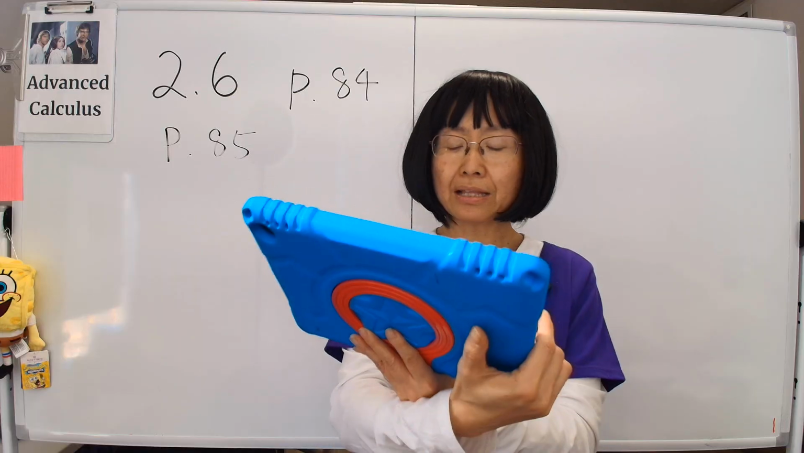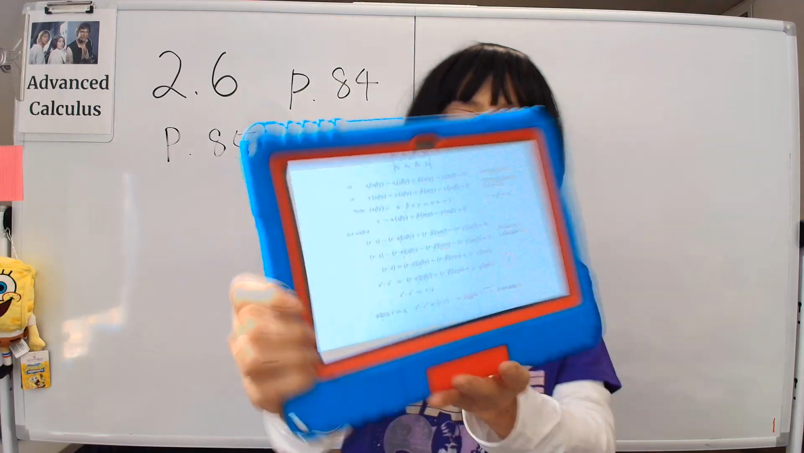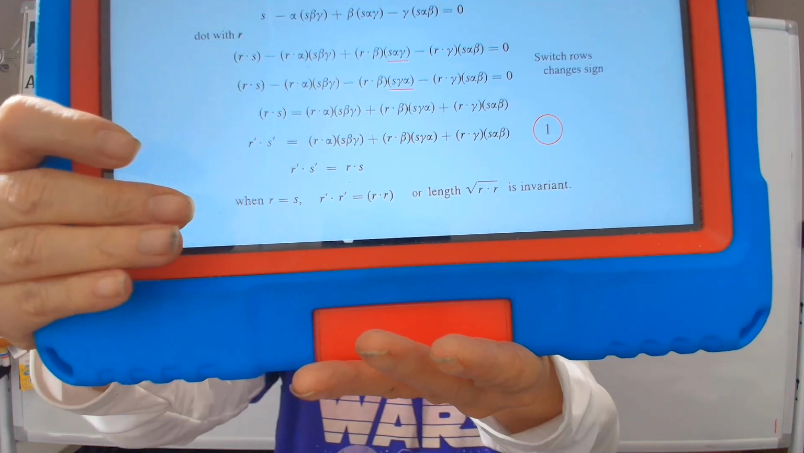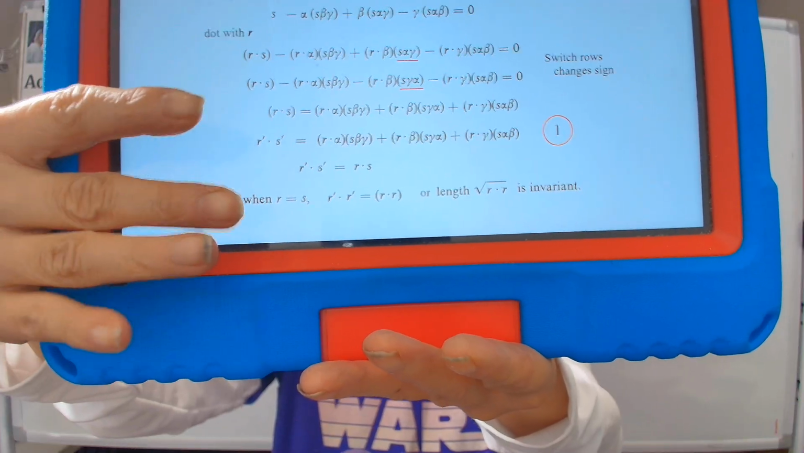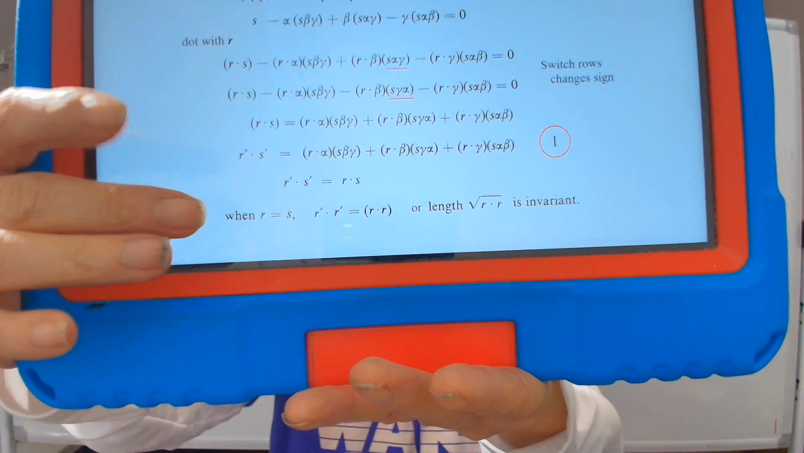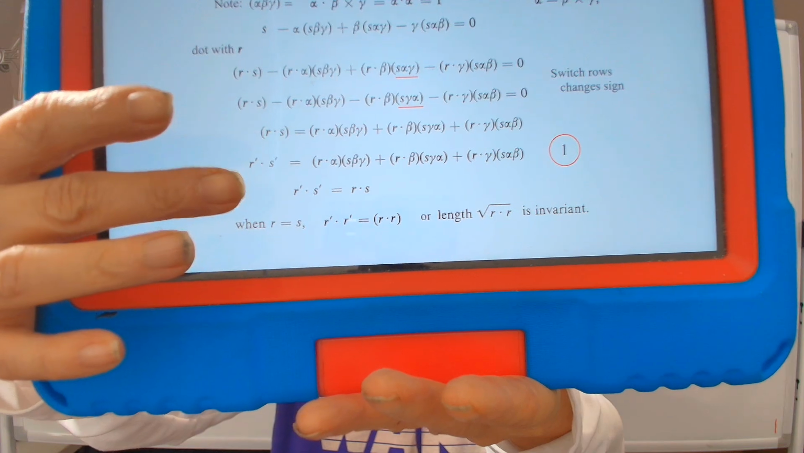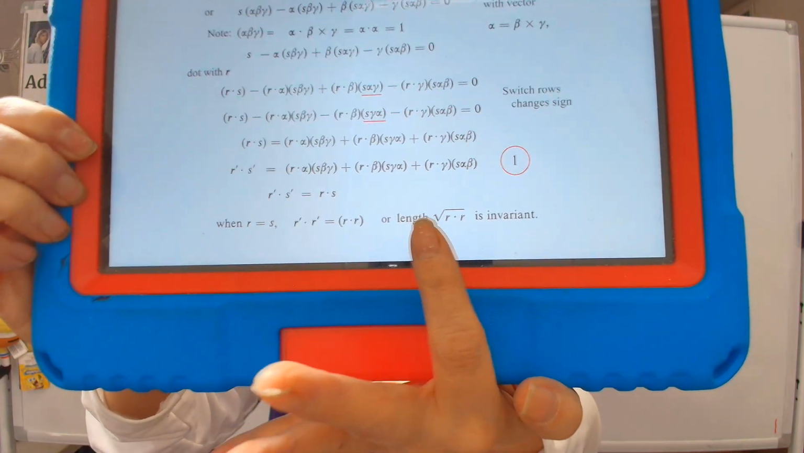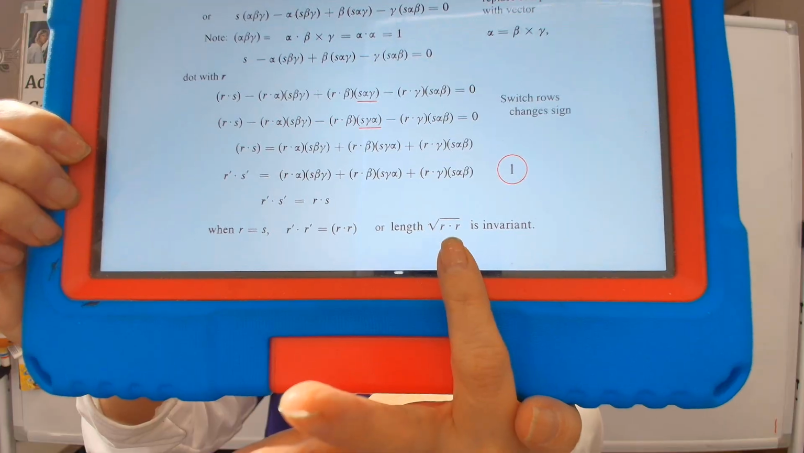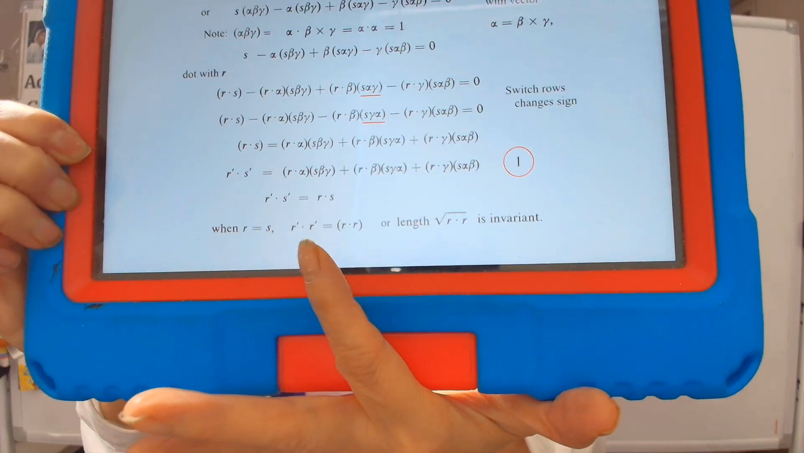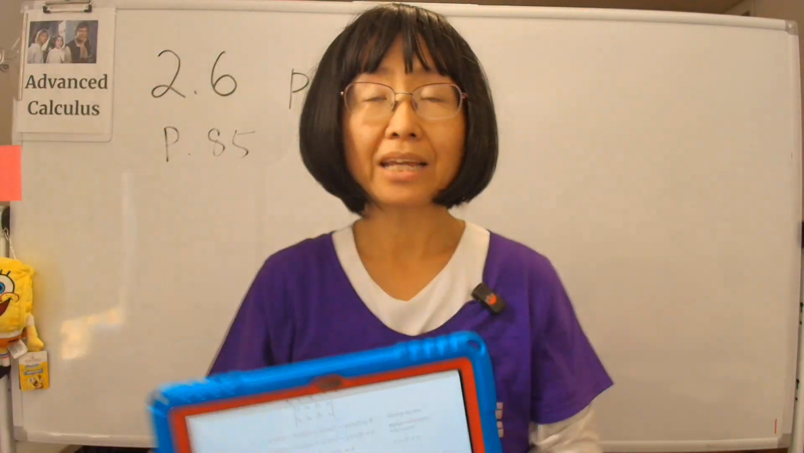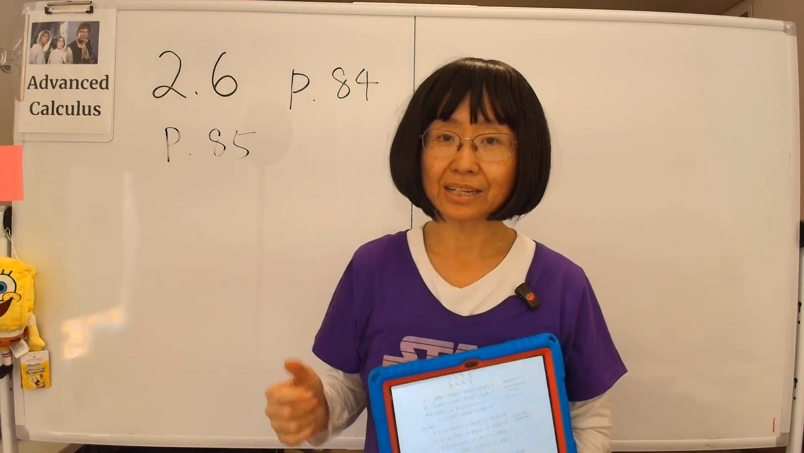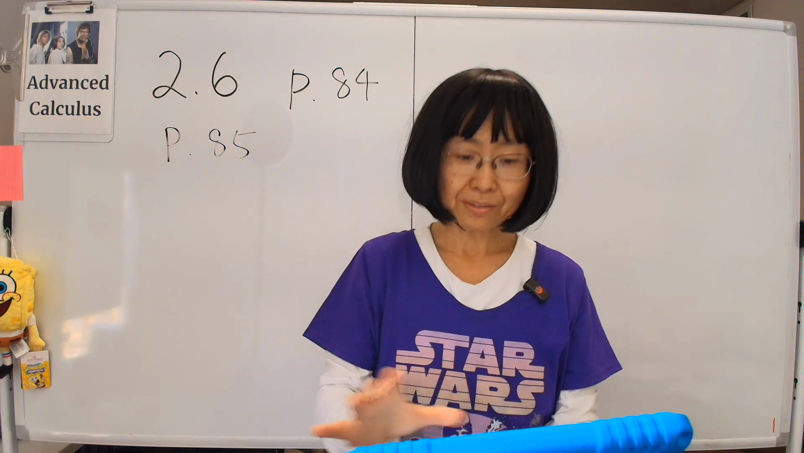And I should mention specifically that if you set R equal to S, then R and S are the same thing. So R prime dot R prime is just R dot R. Okay, put S into R in this equation. What does that mean? That means the length, which is the square root of R dot R, is the same as the new one. In other words, the length of a vector during a rotation does not change. The length is invariant. Okay, so that's that.